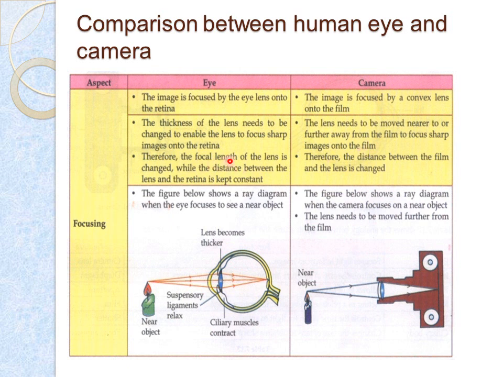Now the focal length of the lens in the eye is changed, while the distance between the lens and the retina is always constant. You can't change the distance between the lens and the retina. Can we change it? No, it's impossible. But in a camera, the distance between the film and the lens is changed.